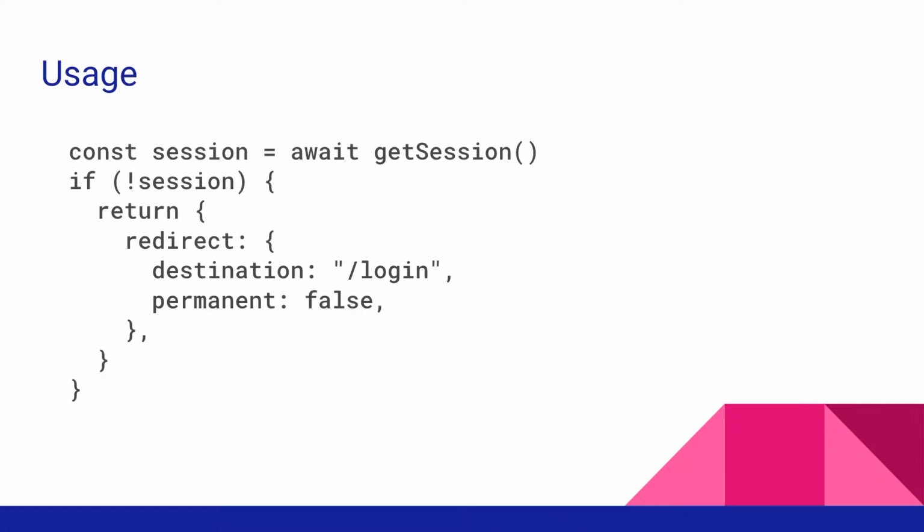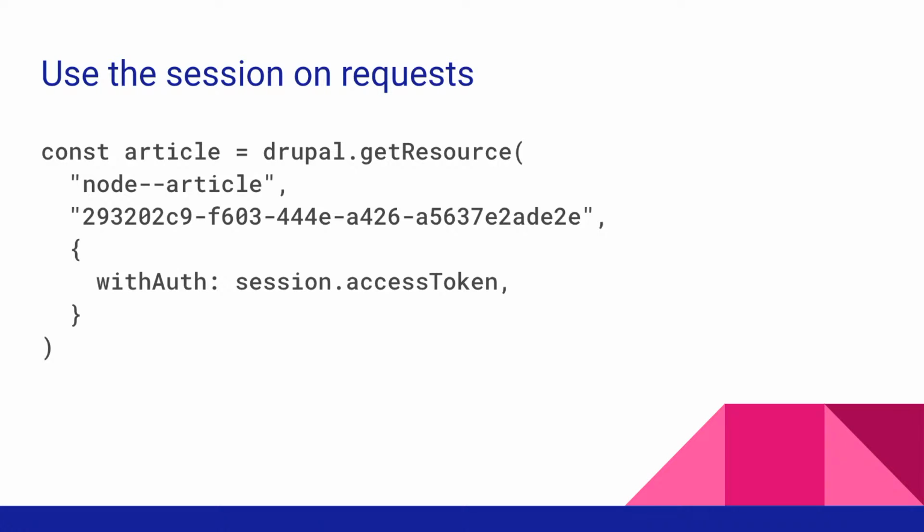So how can we use the session then? We can use the function getSession. If the session is not set, then we can redirect the user to login, or if it's set, we can use it for requests. So in this case, if the session is set, we can use the access token to access an article or to create an article by passing the withAuth parameter to the function.